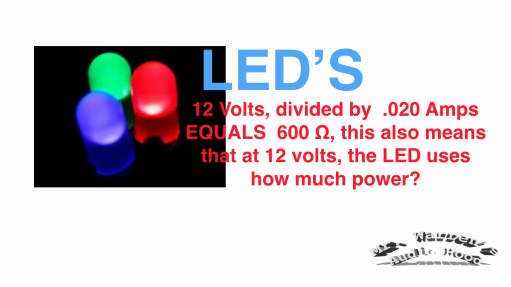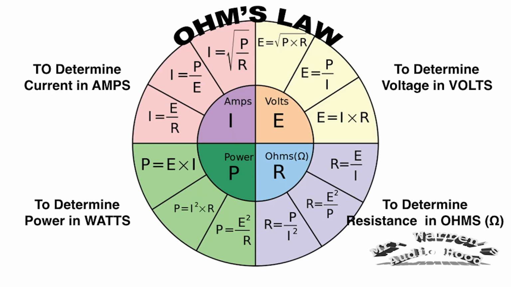So in that case, you would need a 600 ohm resistor as a ballast for the LED in your car. So if we take that a bit further, how much power is the LED using? According to Ohm's law, if we multiply 12 volts times 0.020 amps, we get 0.240 watts or 240 milliwatts.